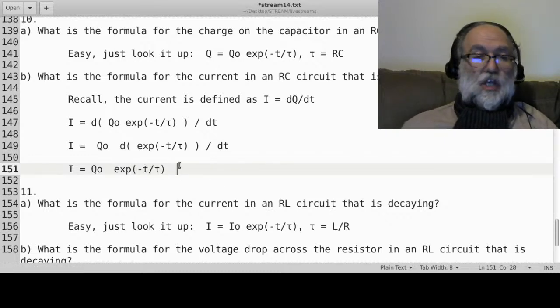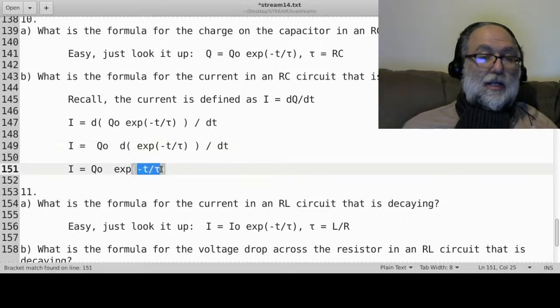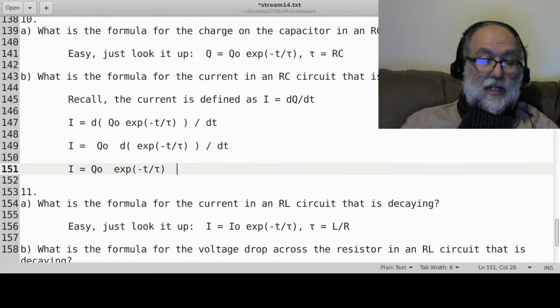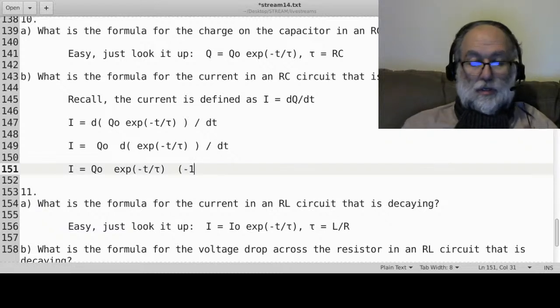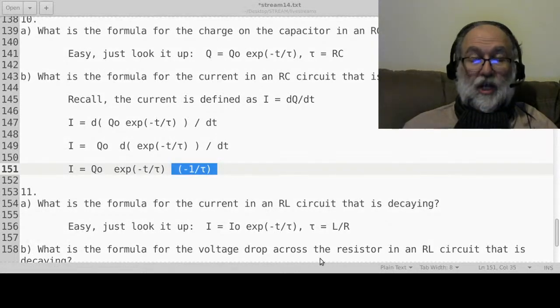And so you have to make use of the chain rule. First, you differentiate the exponential with respect to the entire argument. Then you differentiate the entire argument with respect to t. And when you differentiate that argument with respect to t, you just get minus 1 over tau, like that, okay? And that piece right there comes out of the chain rule.